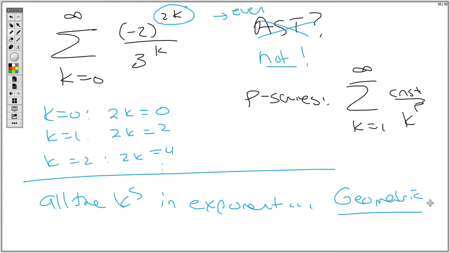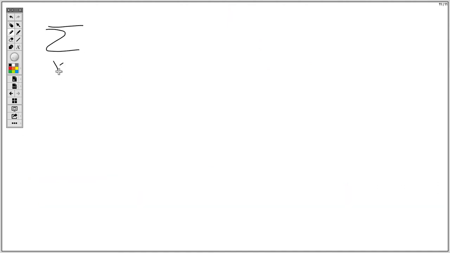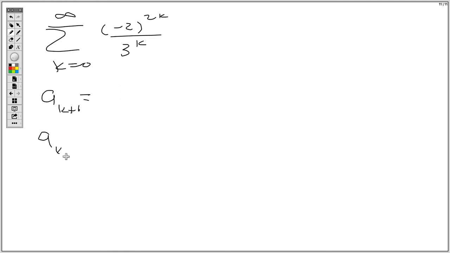So let's try the geometric series test. This is a good review of that, because we reviewed P series, we reviewed divergence tests, we reviewed limit comparison tests, we reviewed alternating series tests. Now we're going to review geometric series, right? So to be a geometric series, I need to start off and figure out the a_{k+1}. So the a_k is the term as is.